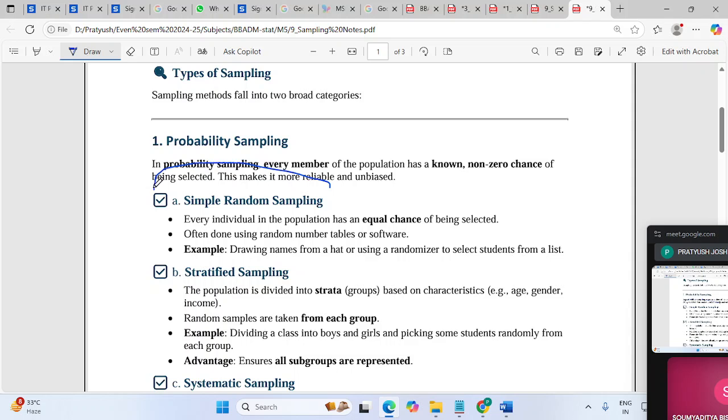Another way could be that I was the person responsible for this task, and because I teach your section, I choose your class. Will that be a random sampling, or will that not be a random sampling? Anyone?